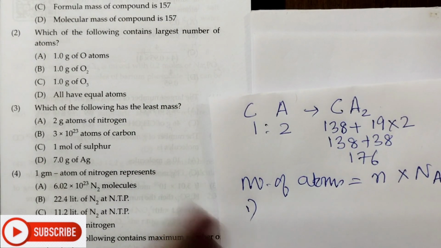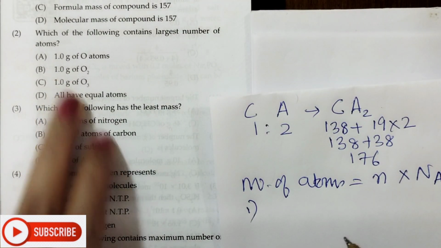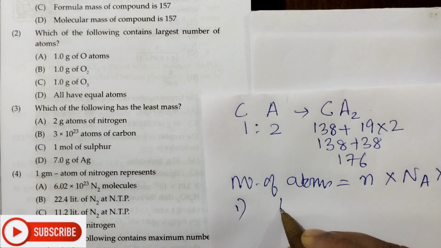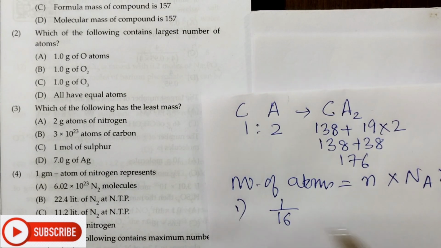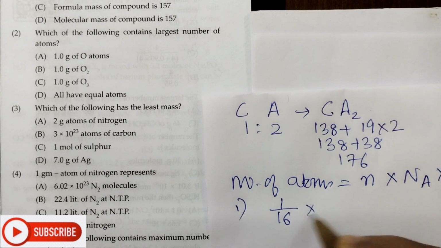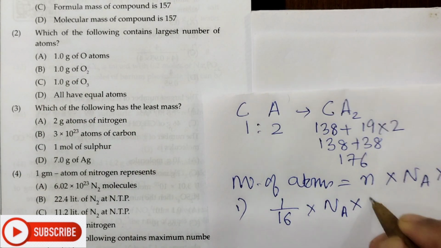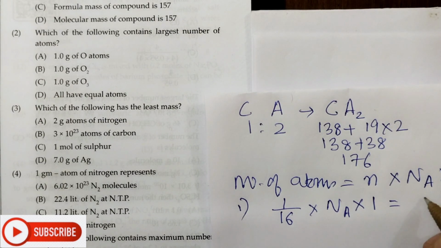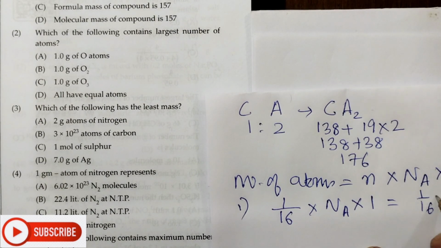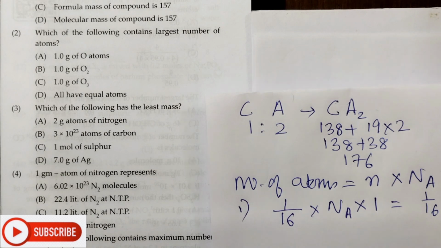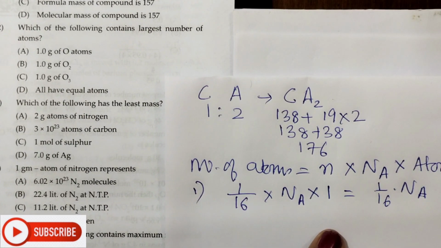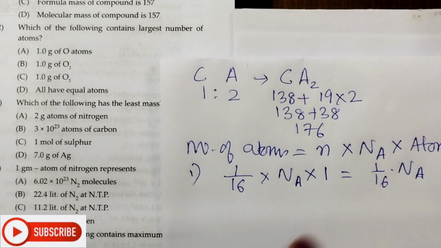What they have given in the first option is 1 gram of oxygen atom. So 1 gram divided by the atomic mass, that is 16, into Avogadro number into the atomicity of oxygen atom, students, which is 1. So this will come to 1 upon 16 into Avogadro number. I am keeping Avogadro number as it is because it will be common to all the options.